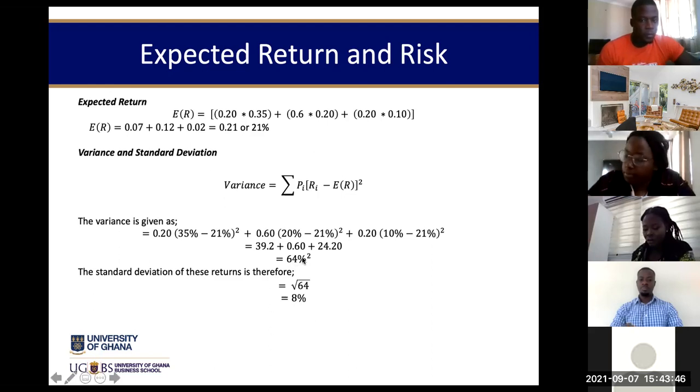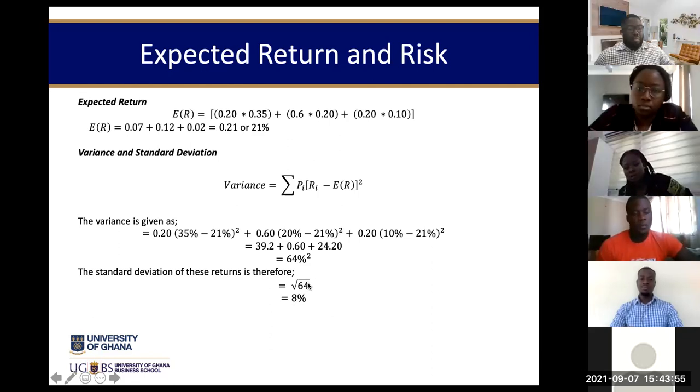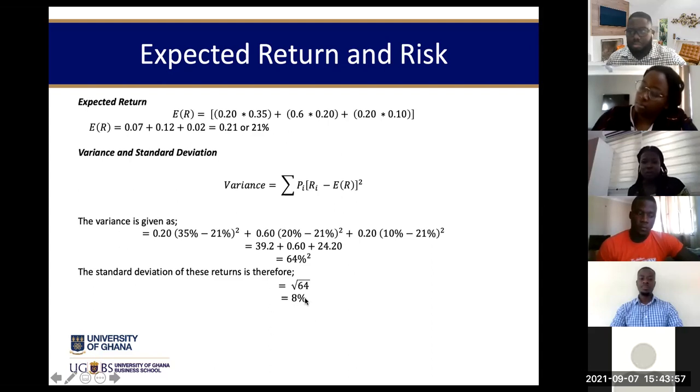But as I said, it's actually 64% squared because the percentages have been squared. Okay? So to get a standard deviation, you take the square root to get rid of the square and to bring you back to percentage.